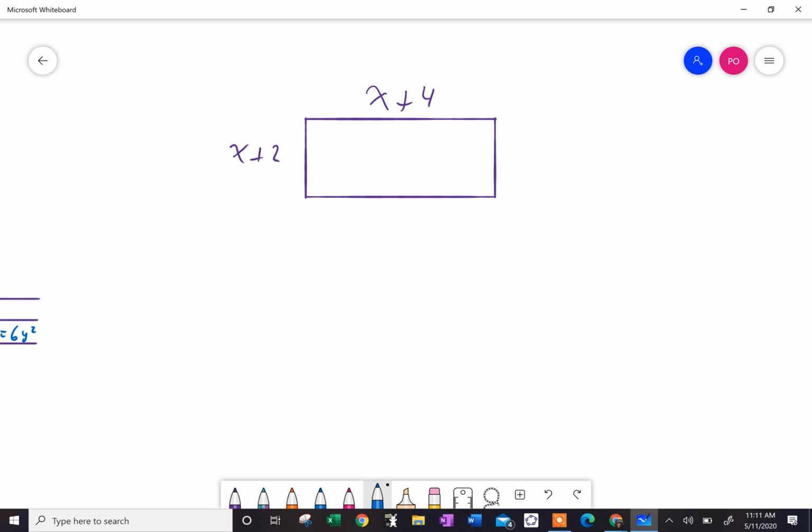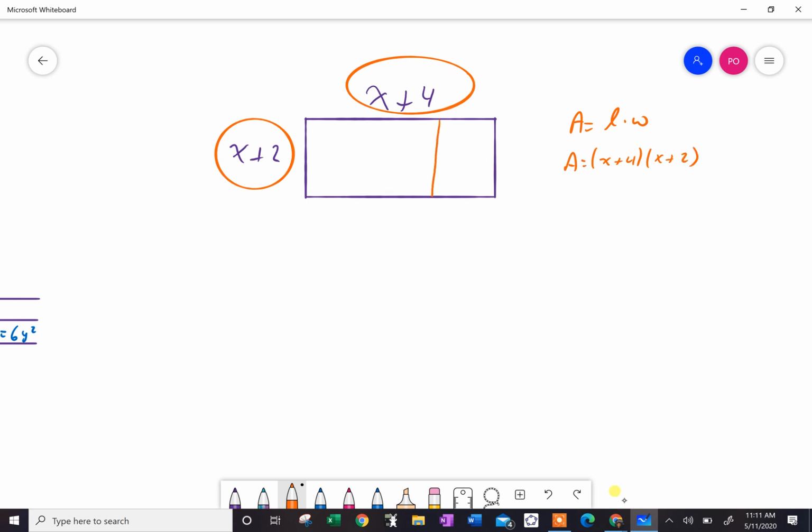Whoa, okay, now I have something a little bit different. I have a binomial. You know this is a binomial because I have x plus 4 and x plus 2. It's x plus 4 times x plus 2. So what is my area if I had x plus 4 times x plus 2? What would that equal? Now remember, x is just some unknown number. But the reality is, it's the same number in both of these.